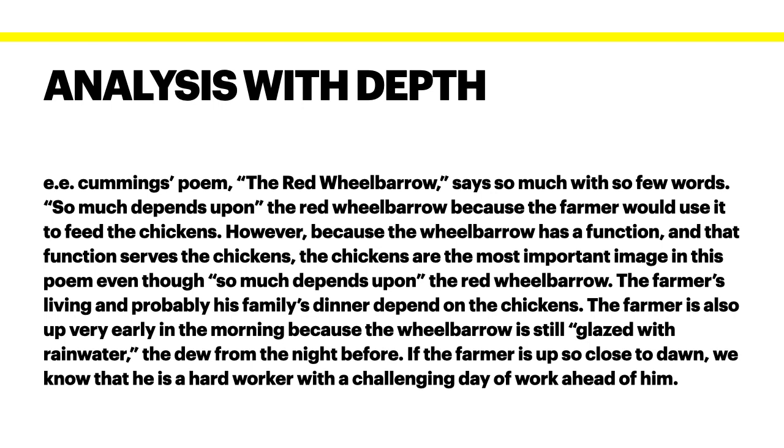Because so much depends upon it, it points us to the chickens. And because the red wheelbarrow is in the poem and there are so few words and so few images in this poem, we can assume that the farmer is up to work and that the farmer has a challenging day ahead of him with lots to do, not just feeding the chickens, but all of the work that comes along with owning a farm.